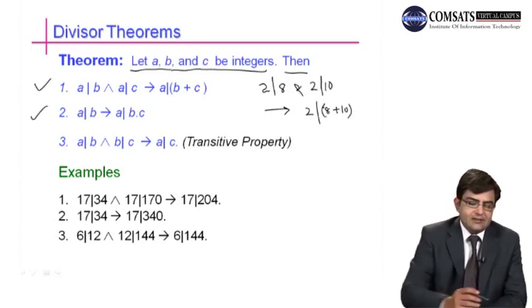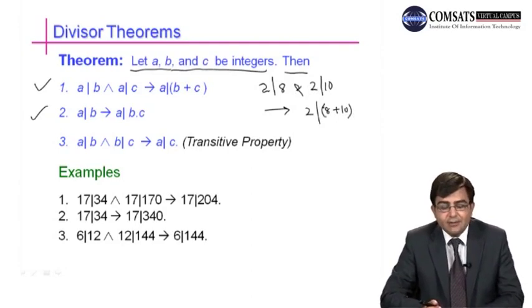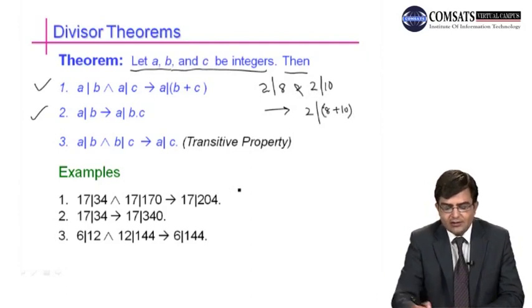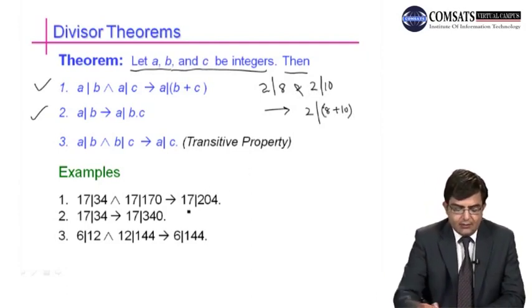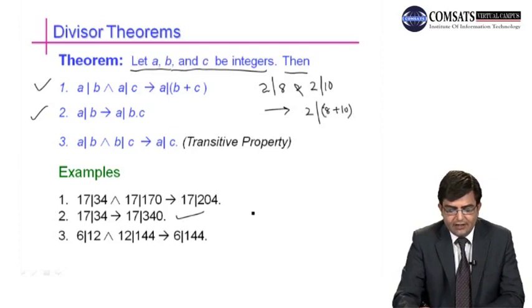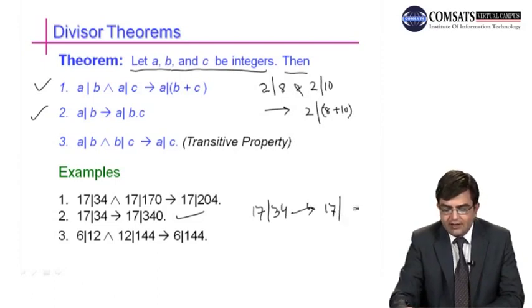The second result is this: if A divides B, then A divides B times C. What is this? You can take this example. For example, if 17 divides 34, then 17 divides 34 times 10.